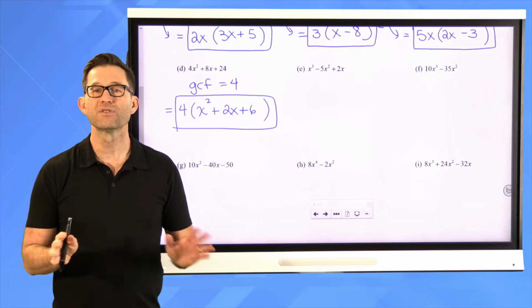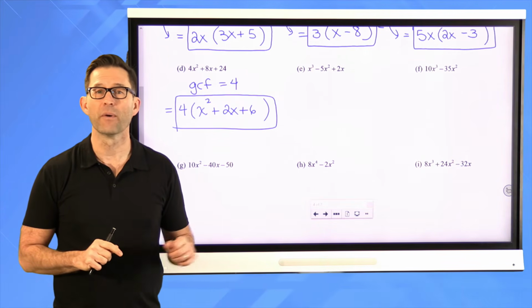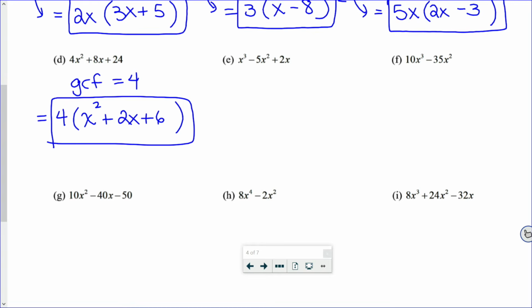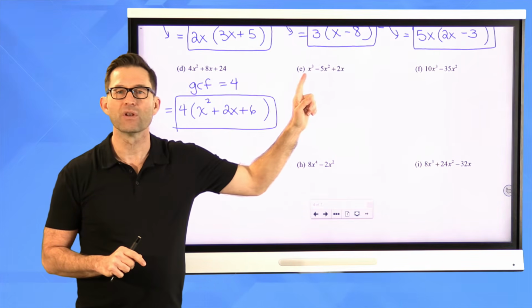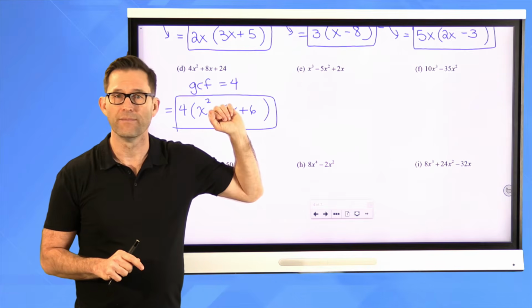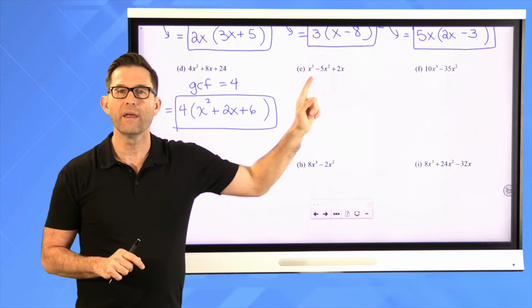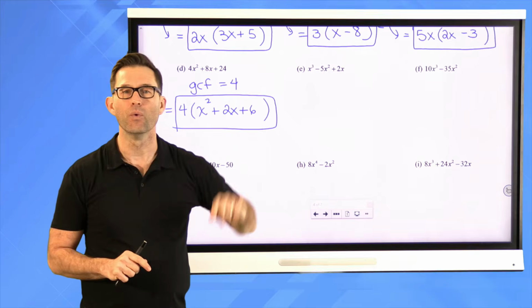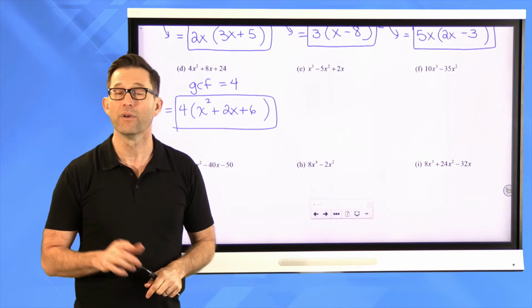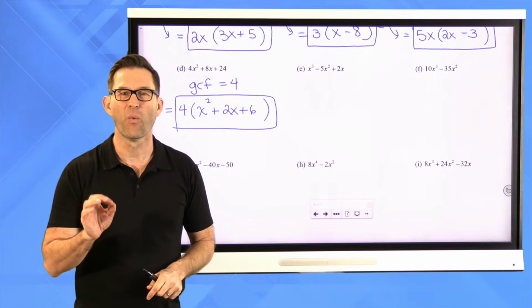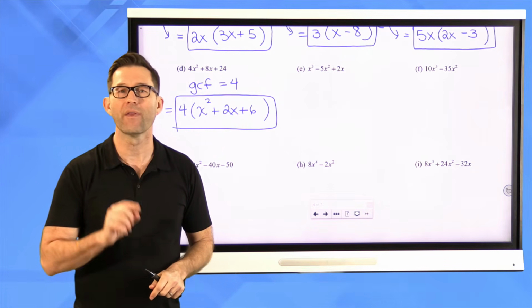All right, let's do one more of them together and then have you do a few of them on your own. Let's take a look at letter E. Here we have x to the third minus 5x squared plus 2x. Now keep in mind that really the coefficient on that x cubed is the number 1. So if I think about 1, 5, and 2, there is no whole number that divides into 1, 5, and 2 other than the number 1.